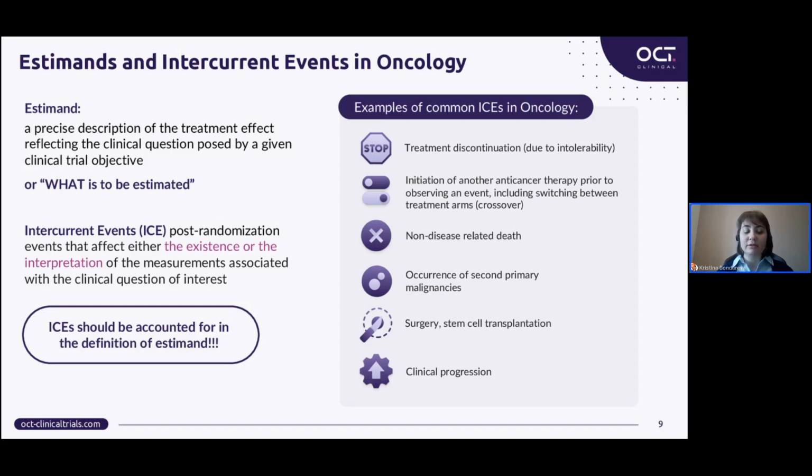And in hematologic oncology studies, start of maintenance therapy, stem cell transplantation, possible response or remission, which decides the maintenance therapy.